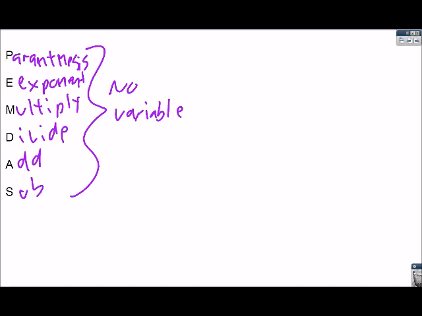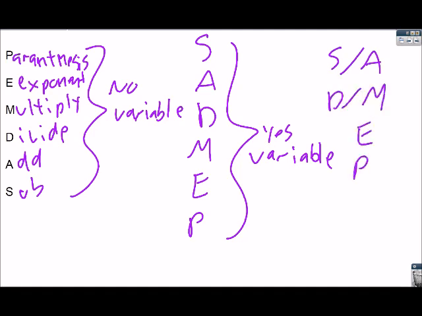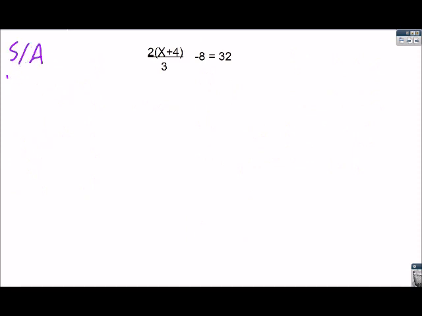But when there is a variable, we're going to go SADMEP. I know it's a little bit silly, but all it is is PEMDAS backwards. So when there is a variable, we go SADMEP. However, we don't really go in a SADMEP order. We go in a subtracting, adding, dividing, multiplying, then exponents, then parentheses. So this is our first step, second, third, and fourth. I'm going to write my SADMEP over on the side.